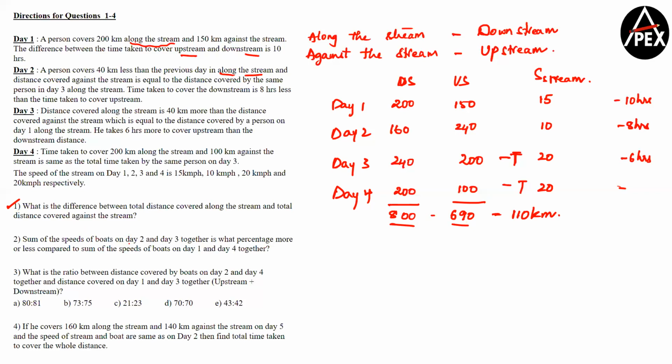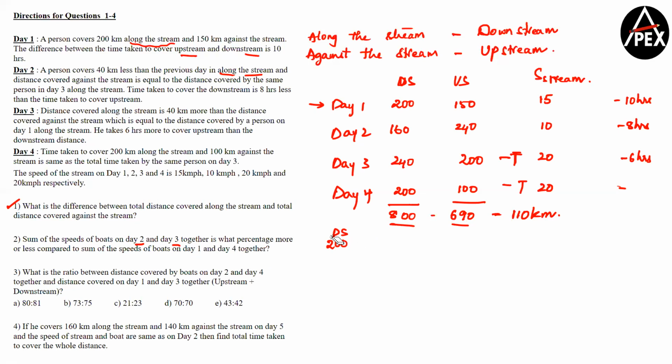Now, the sum of the speeds of boats on day 2 and day 3 together is what percent more or less compared to the sum of the speeds of boats on day 1 and day 4 together. So how will we calculate the speed of the boat? I will do it for day 1, where the distance covered is 200 downstream and 150 upstream.